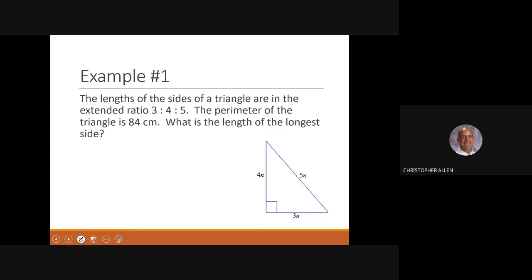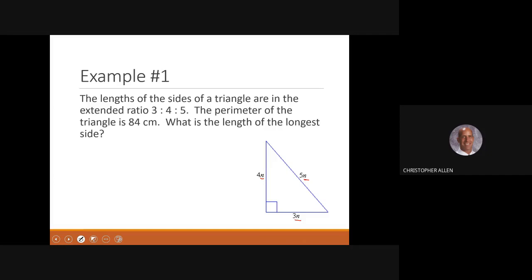So what I've done here is I've added a picture of a triangle, and you'll notice that this happens to be a right triangle, which I kind of picked on purpose. It turns out that if you use the Pythagorean theorem, which I hope you're familiar with, that is a 3, 4, 5 triangle. But notice that I put an N next to each of these numbers because we really don't know what the amount is. We just know that the ratio has to be 3 to 4 to 5.